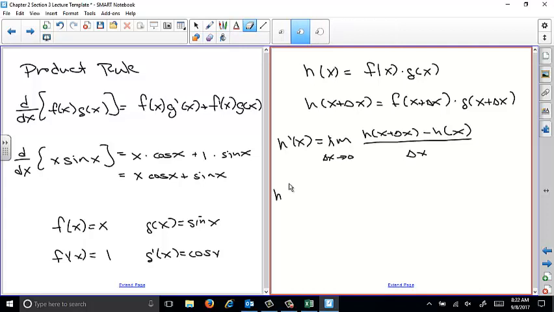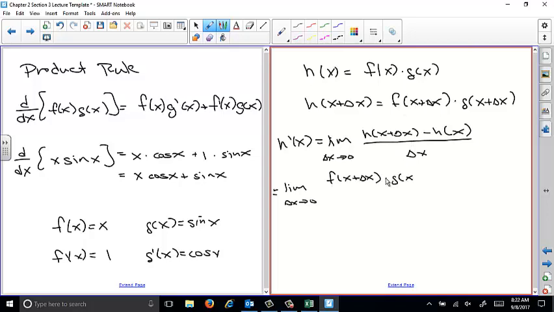So let me just put an equal sign here. I need all the room I can get. So you have the limit as delta x goes to 0 of h of x plus delta x, which is f of x plus delta x times g of x plus delta x, minus h of x, which is the product of the two, all divided by delta x.